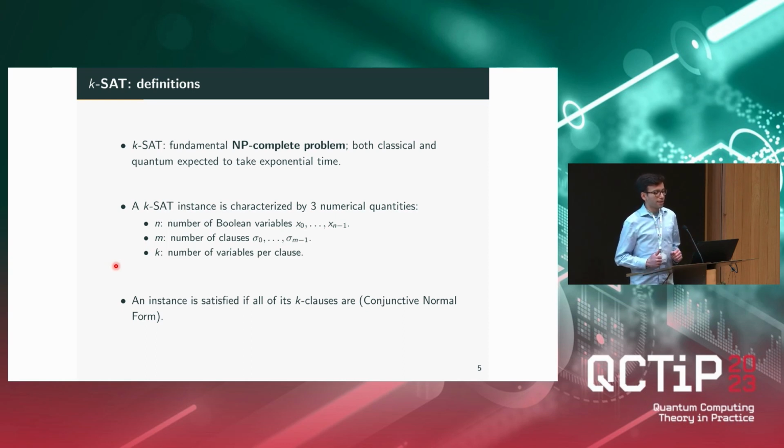A KSAT instance is characterized by three numerical quantities. First, it's a Boolean satisfiability problem on n Boolean variables denoted by x_0 up to x_{n-1}. Then, this problem has m constraints that we denote by sigmas. And finally, each of these constraints, sigma_i, has k clauses in it. That's the k in KSAT. And we say that an instance of KSAT is satisfied if all of its clauses are.